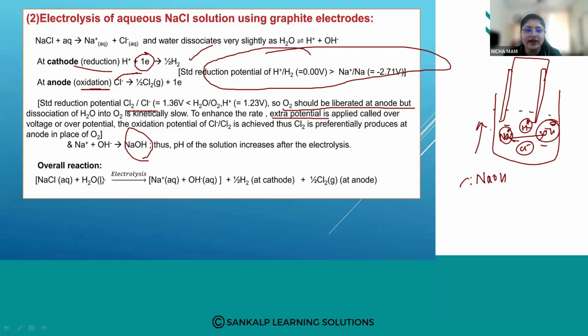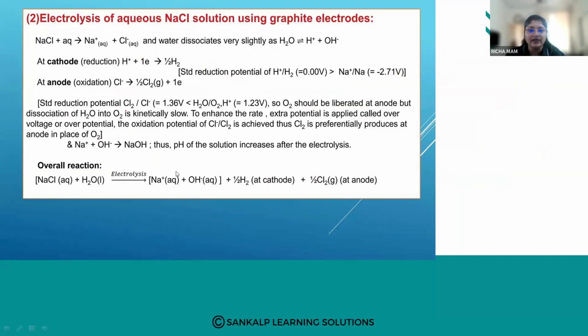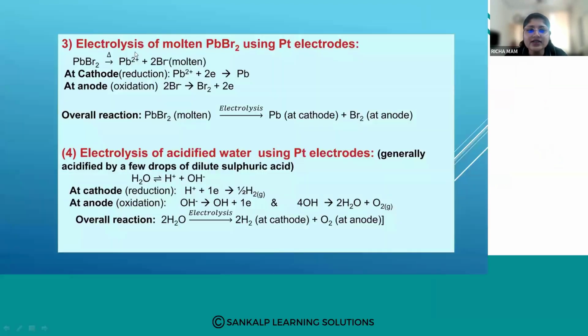So what is the overall reaction? There is a presence of water. Some of the H+ ions combine with OH- and form water, and there will be NaCl. When this NaCl combines with water, it will give you Na+ and OH- ions plus half H2 and half Cl2 at the anode. These are the electrolysis products of an aqueous NaCl solution. This is the difference between the molten and the aqueous.